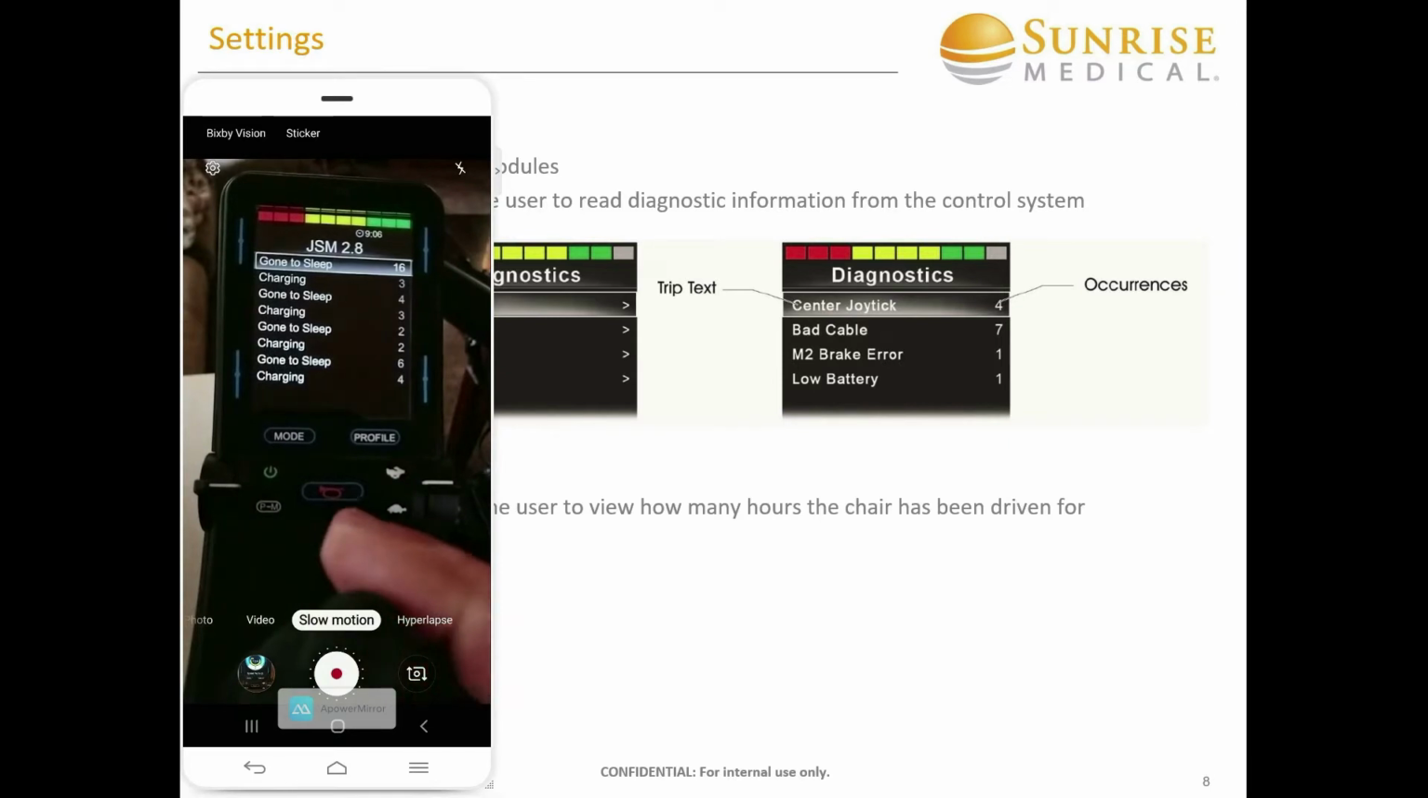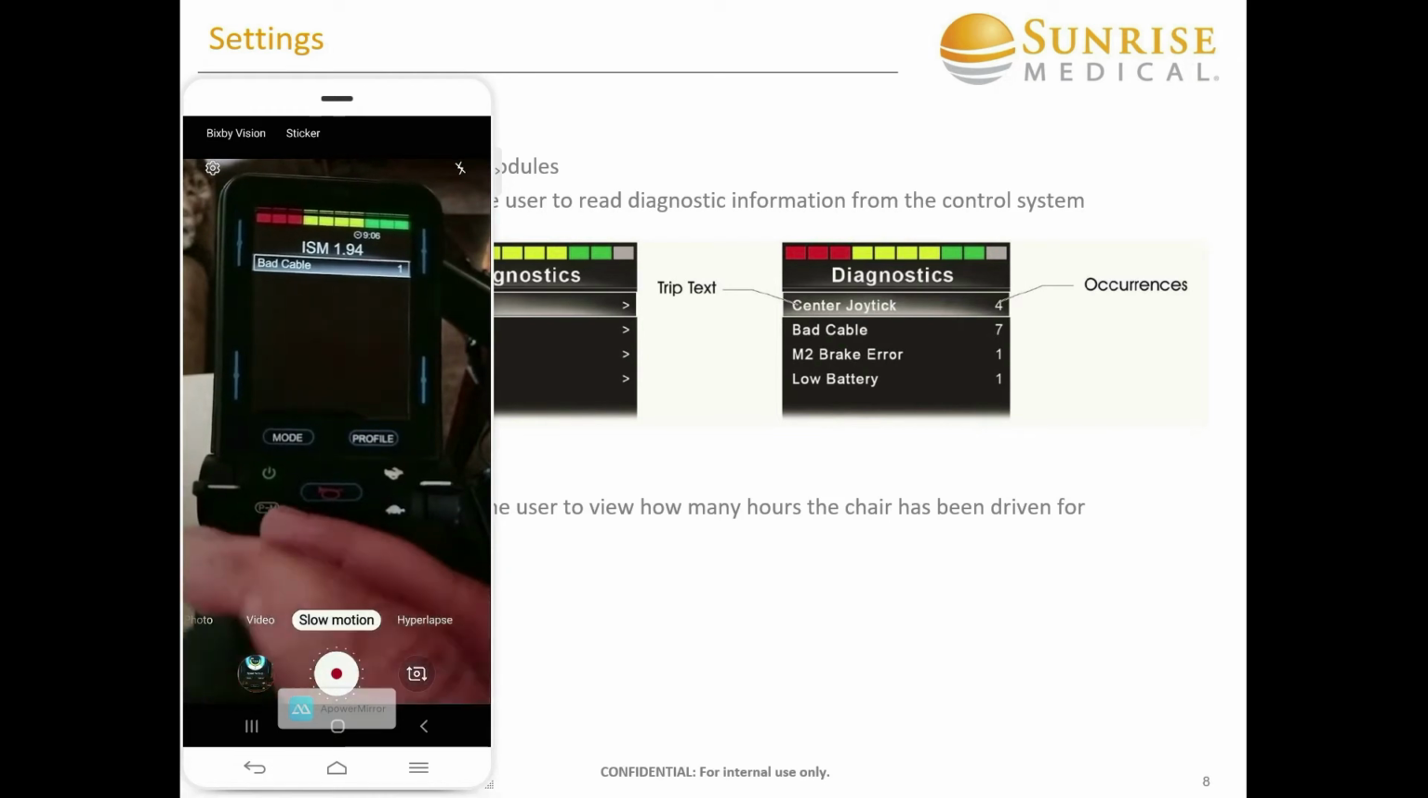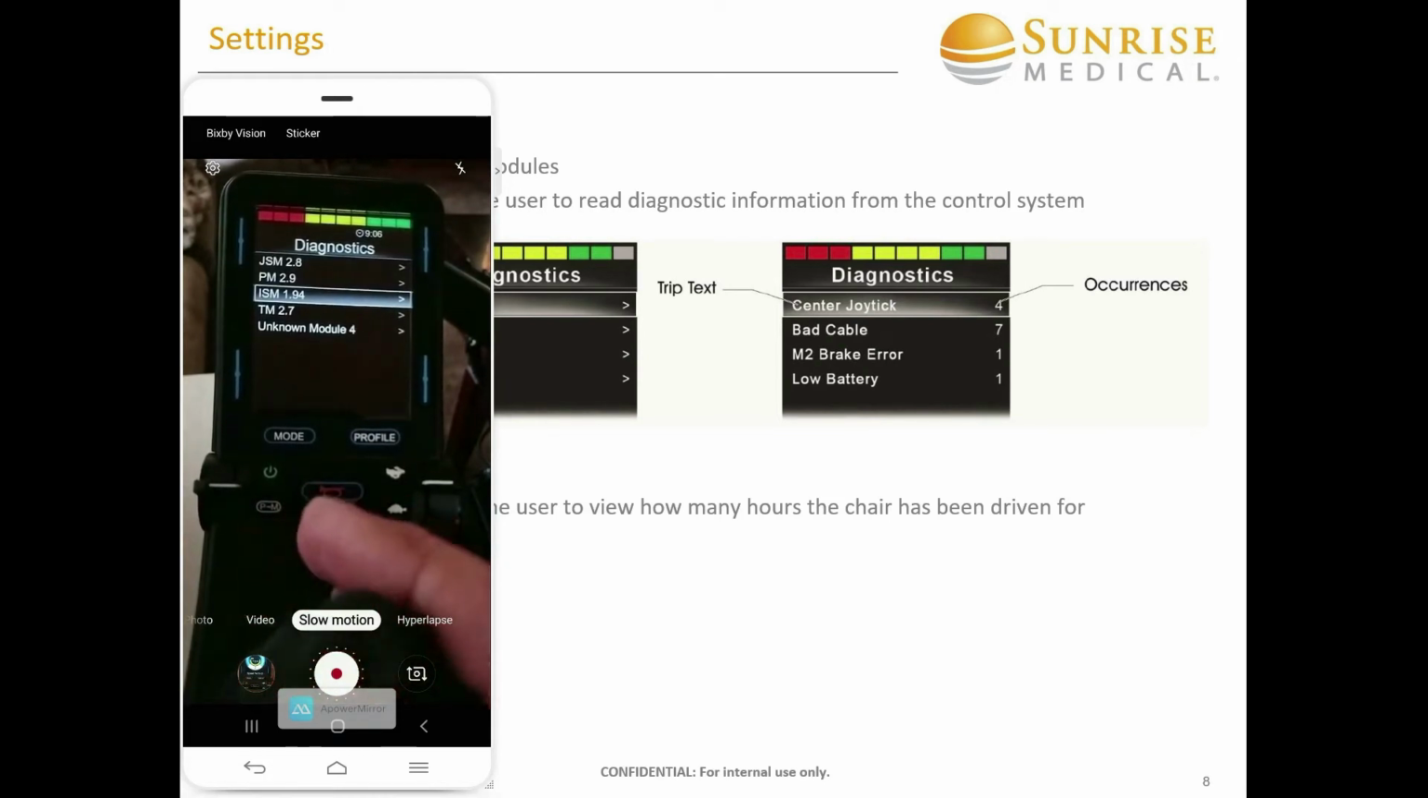So if I go back here one more time, let's go to power module. You can see there's a brake error, a memory error. Those are things that would have occurred on that as well. Okay, maybe a tilt module. There's nothing in the tilt module. Maybe there's just a bad cable error on the ISM, and so forth and so on.